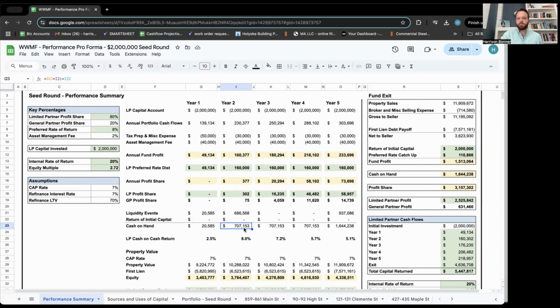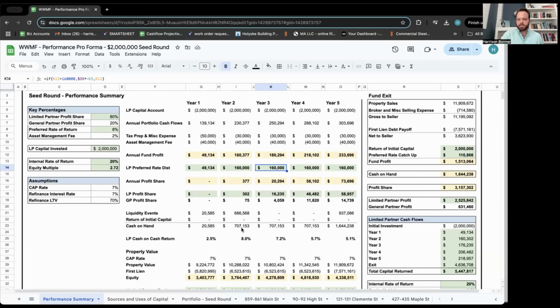Now, this could be used to return initial capital to investors. That would decrease the preferred rate of return. Let's just say this was $1 million. If you get $1 million of initial capital returned, then the preferred rate of return is going to go down because the capital account balance is now $1 million instead of $2 million. So your preferred rate of return would be 80,000.